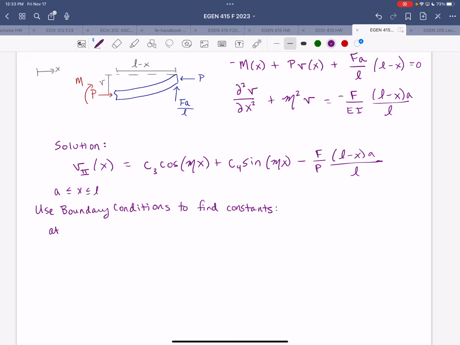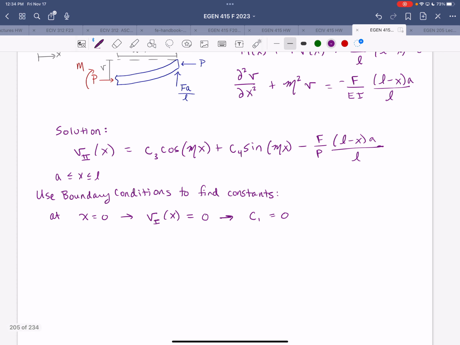All right, so our boundary conditions, what do we have to start with? You can look at the whole beam. Deflection is 0 at x equals 0. Yep, you can start there. That's a good one to start with. So at x equals 0, the deflection in region 1, say v1 of x, is equal to 0. So that would lead us to a constant C1 of 0.